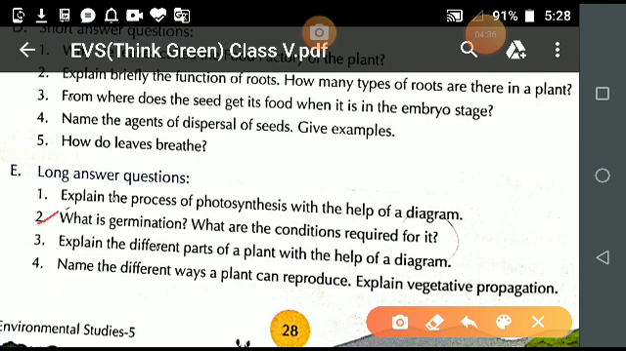And students, if you apply a little pressure, then you will see that the seed is divided into 2 parts, and the portion which you are able to see, that is the cotyledons. And what are cotyledons? Cotyledon is the food for the baby plant. Is it clear?